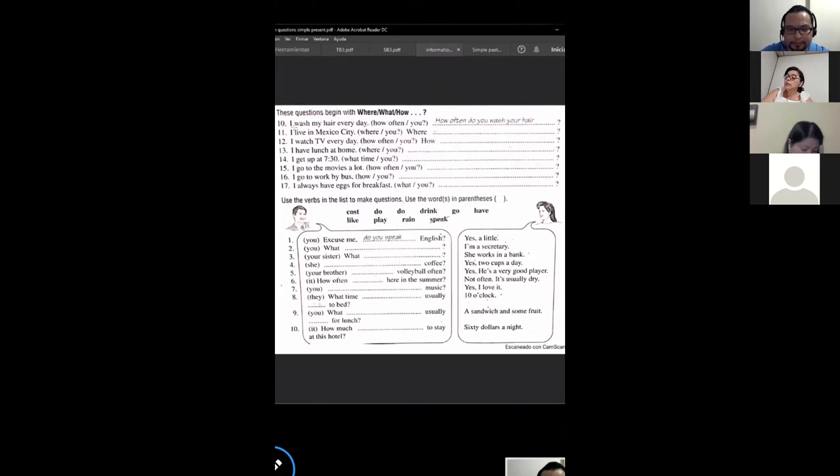¿Cómo se traduce ahí? Often, I go to the movies a lot. Esa palabra a lot es mucho. O va al cine muchas veces. Very good. Entonces sería la pregunta. How often? ¿Cuán seguido? Y al final tenemos a lot. Es la respuesta.